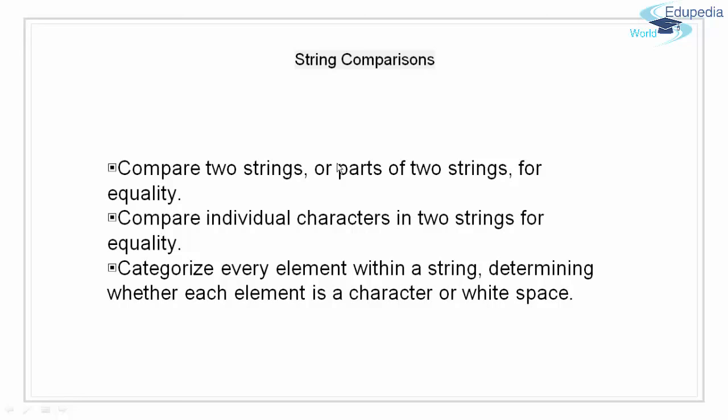String comparison. Moving to strings. There are several ways to compare strings and substrings. First, one can compare two strings or parts of two strings for equality. Second, one can compare individual characters in two strings for equality. Third, one can categorize every element within a string, determining whether each element is a character or white space. These comparisons and the functions that will be used can work for both character arrays as well as cell arrays of strings.